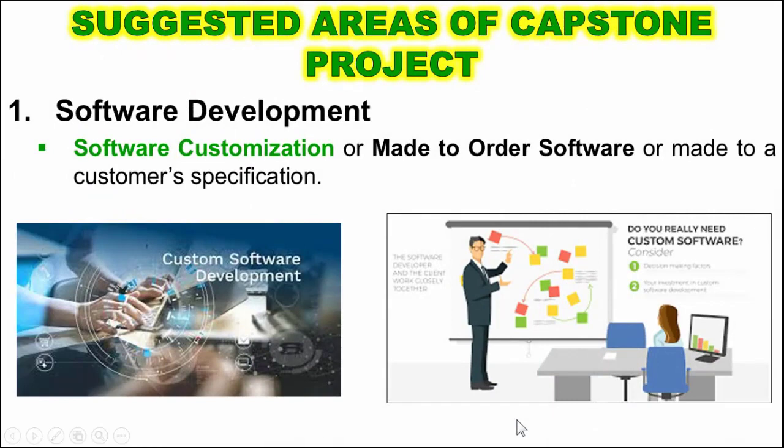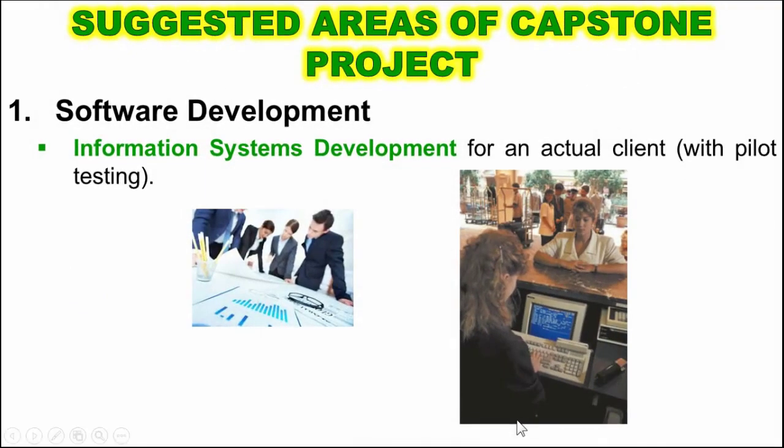Next, suggested areas of capstone project. Number 1, software development. Under this software development, you can create software customization or made-to-order software, made to a customer's specification, as your capstone project. Another is information systems development for an actual client with pilot testing as your capstone project.